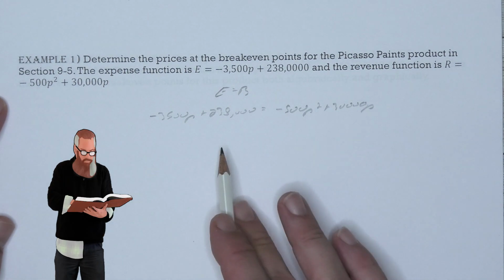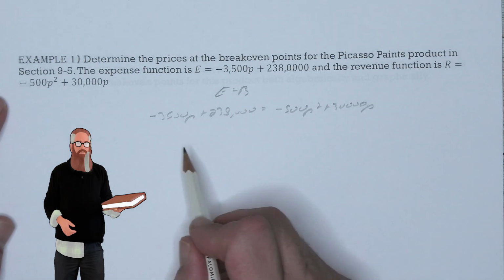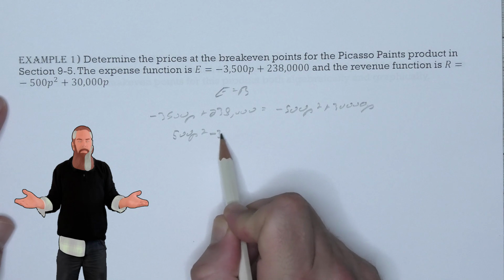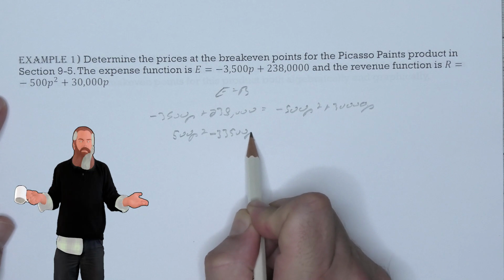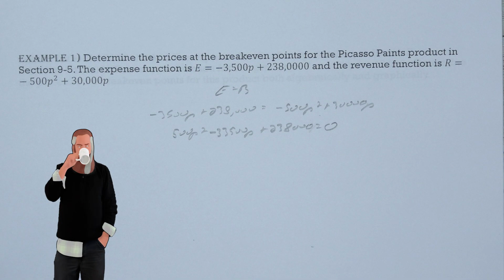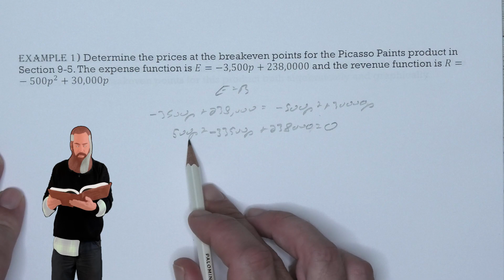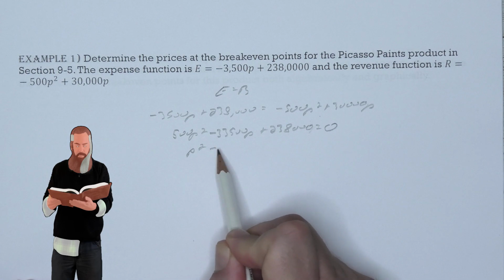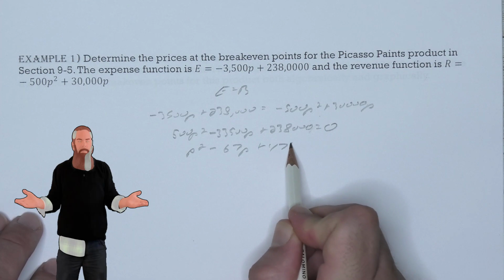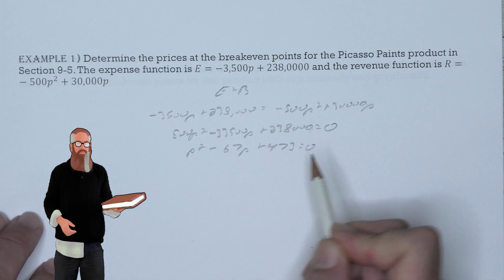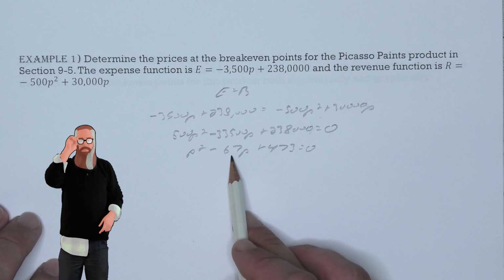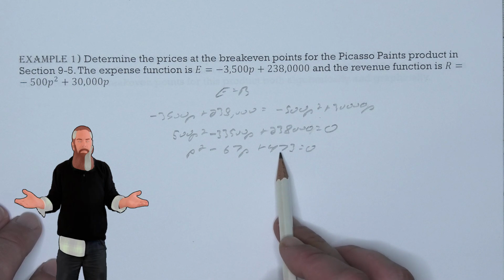So if we want to write this all on one side with a positive p squared, we will have 500p squared minus 33,500p plus 238,000 is equal to 0. To make life a little bit easier, let's divide everything by 500. This is going to give us p squared minus 67p plus 473 is equal to 0. So now we just have some smaller numbers to deal with. This means that a is 1, b is negative 67, and c is 473.